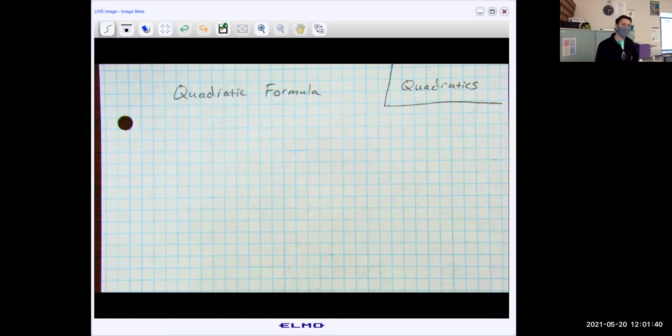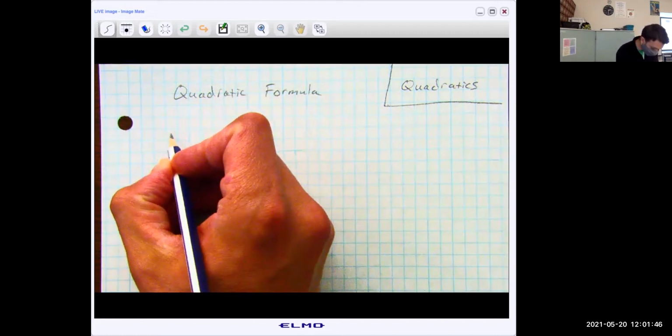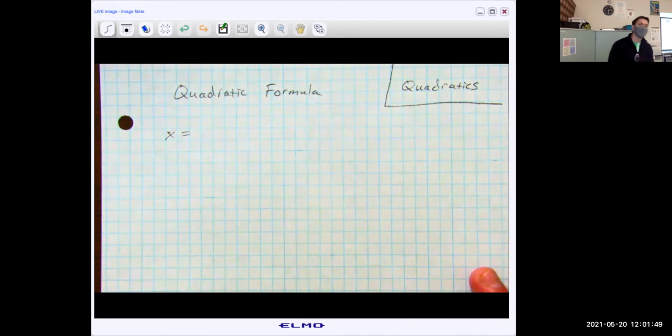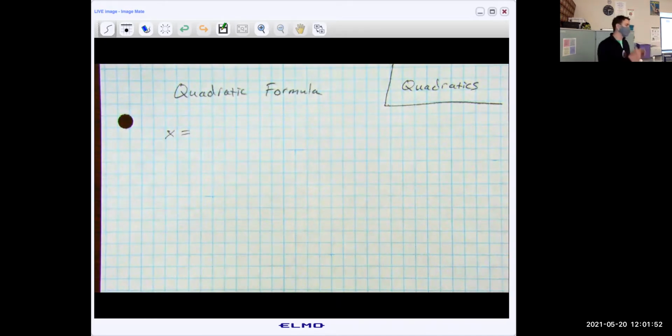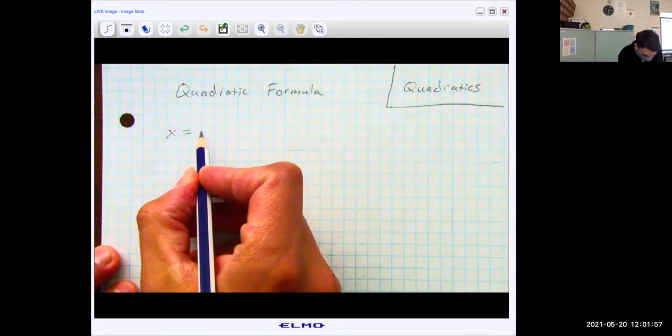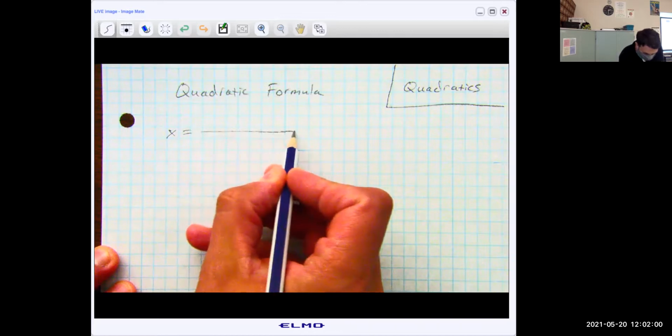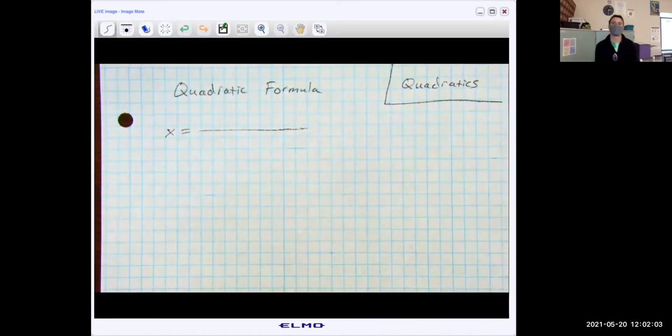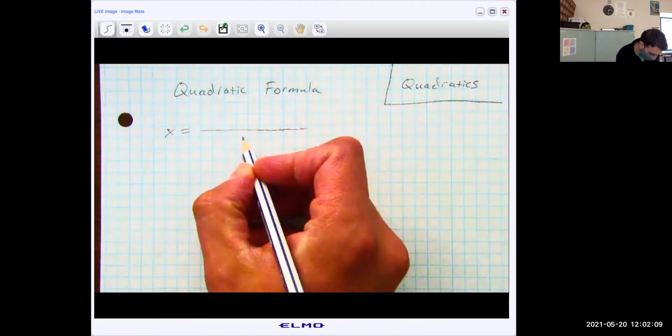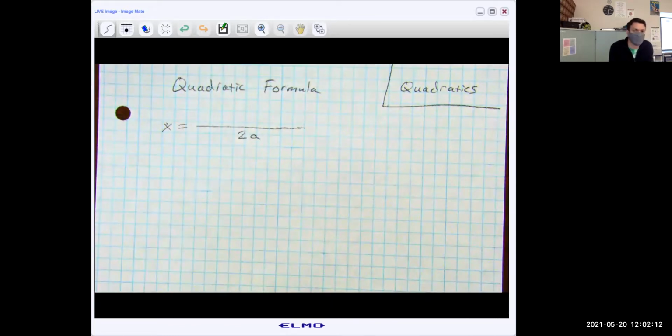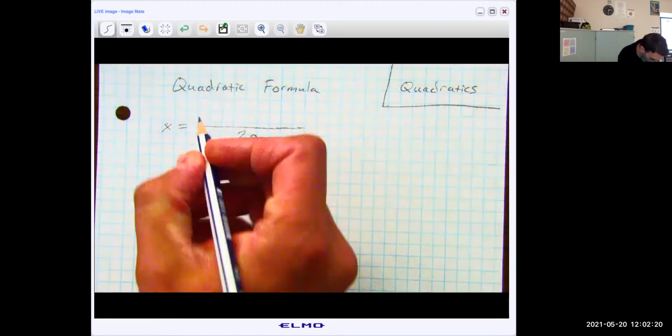So the formula looks very long, and it is. It starts like this. X equals, it's going to tell us what the x-intercepts are. And it's going to be a fraction, and the fraction is kind of big, so I'm going to draw a nice long line like this. The bottom is not very complicated. It's just 2 times a. The top has a lot more to it. It starts with negative b.